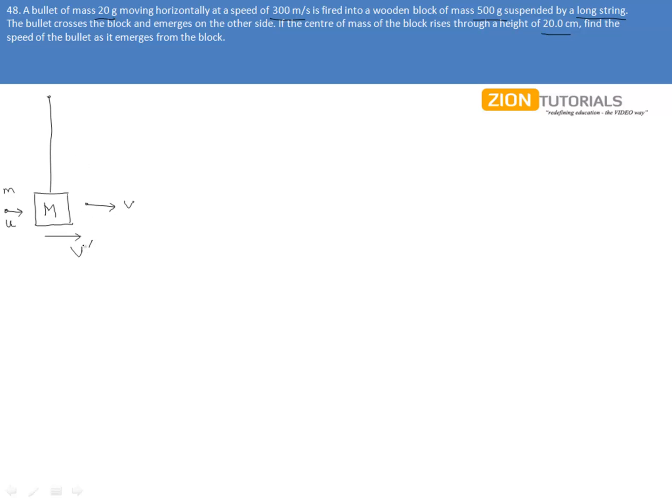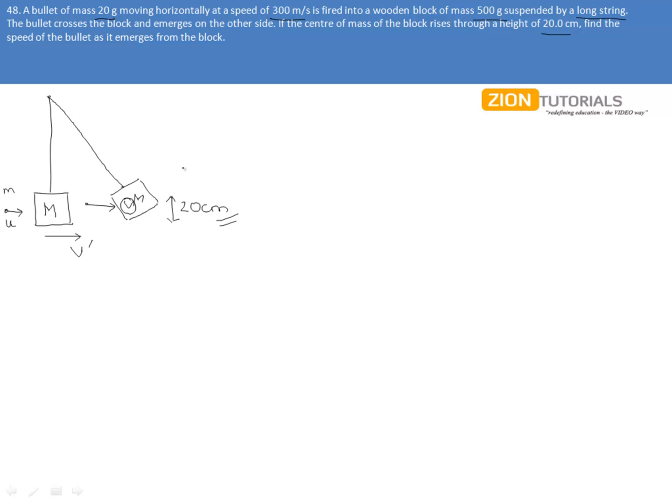Due to this velocity v dash, this block actually does a motion and reaches a position raised by a height of 20 centimeters. And we need to find this value of v with which the bullet was moving.